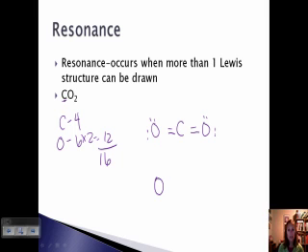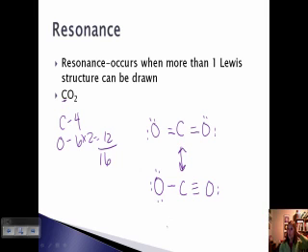I can also do this. Because if I look, I have 2, 4, 6, 8, 10, 12, 14, 16. So I have a total of 16. This oxygen has 2, 4, 6, 8. This carbon has 2, 4, 6, 8. And this oxygen has 3 lone pairs and a single bond, which also make it 8. So both of these will actually work.